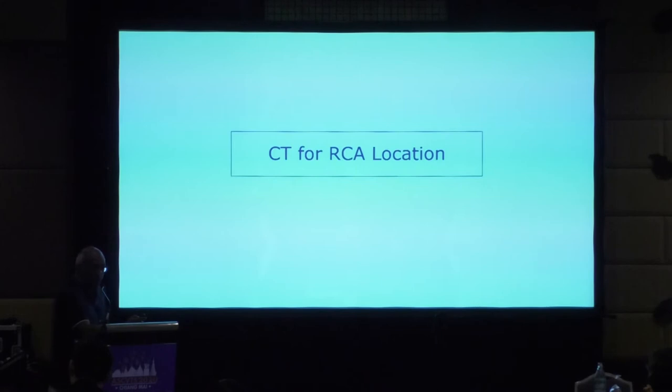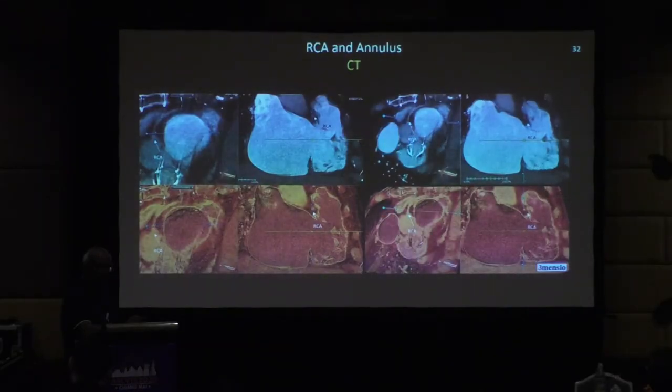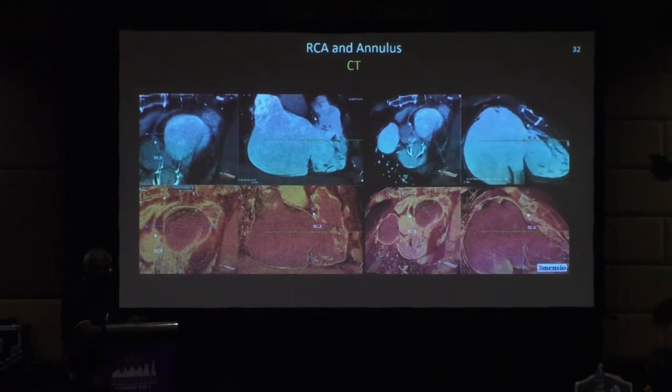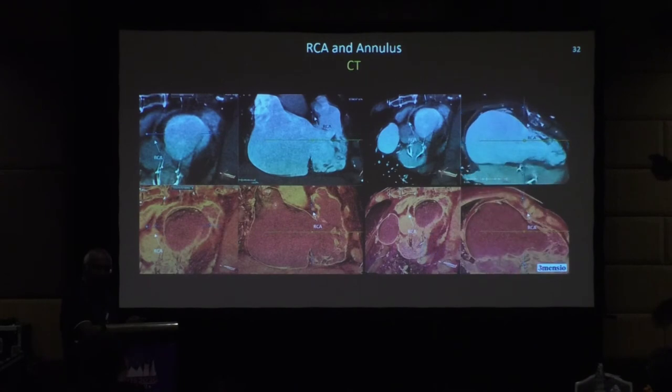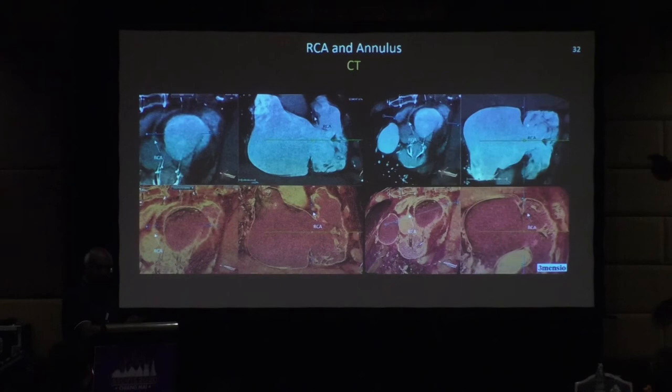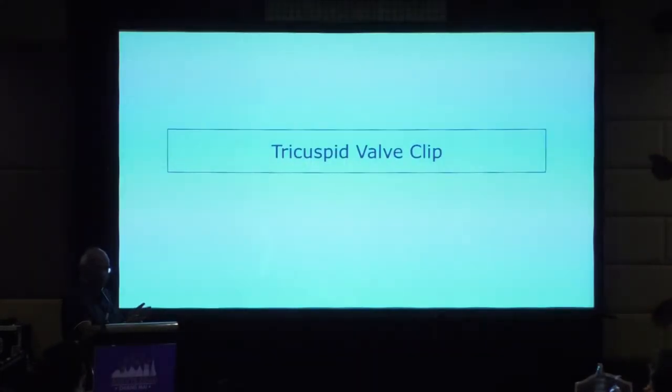The right coronary location relative to the annulus is very important, and that is best done by CT. CT is essential for this, and you want this to be at least 5 millimeters away from the anterior annulus so that you don't snare the right coronary artery during your annuloplasty techniques. So CT has become an integral part of assessment of patients with tricuspid regurgitation, especially if you're doing transcatheter procedures.